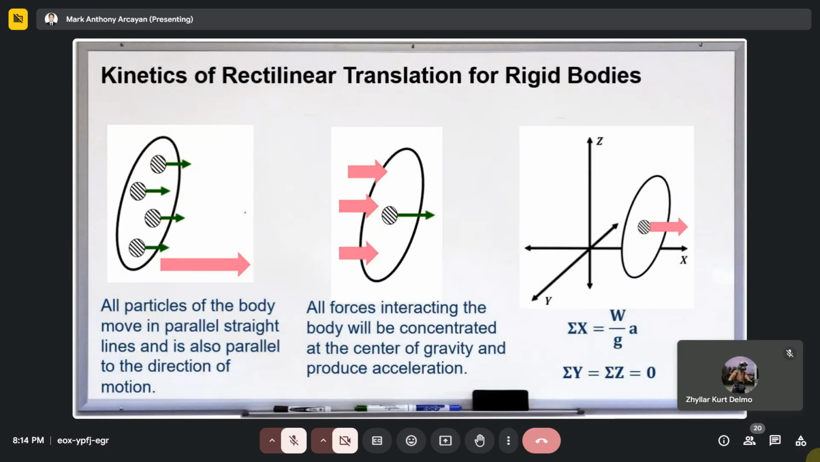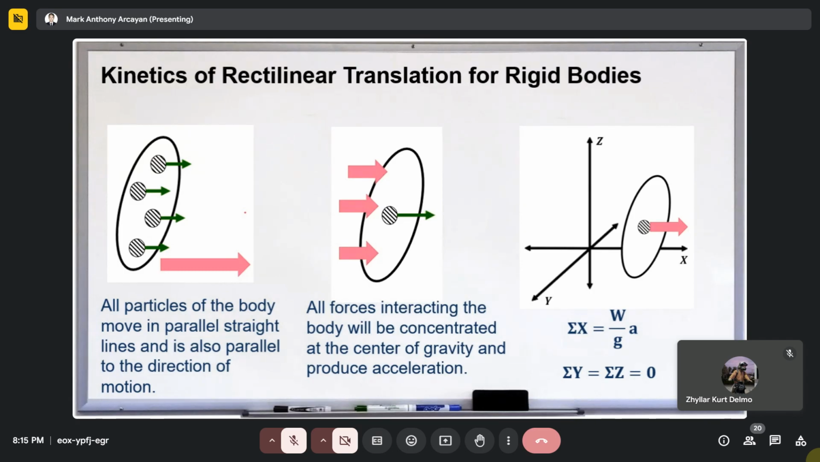Okay, so how do we analyze here? This is in general, it applies for both particles and rigid bodies. Well, we all know that the definition of a rectilinear translation is that all the particles that make up a rigid body travel at the same speed, cover the same displacement, as well as accelerate at the same magnitude.